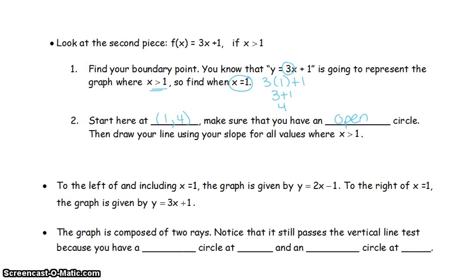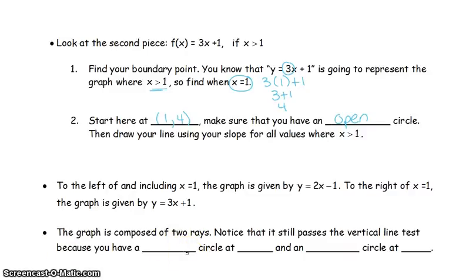To the left of and including x is 1, the graph is given by y equals 2x minus 1. To the right of 1, the graph is given by your second equation of 3x plus 1. And that is all determined by the domain. So the fact that we've got x is less than or equal to 1 and we've got that x is greater than 1 is determining which part of the lines we use. The graph is composed of two rays.